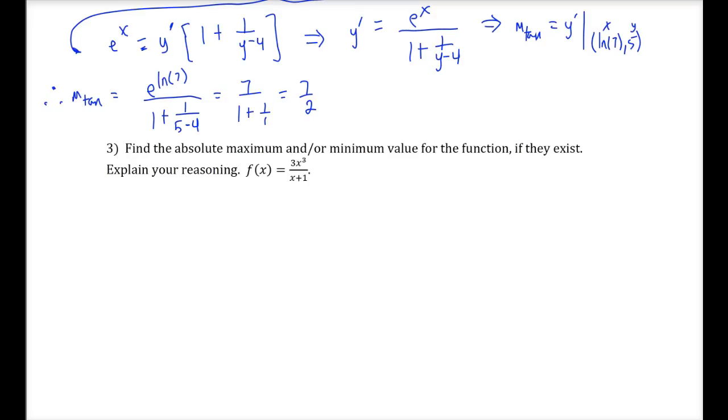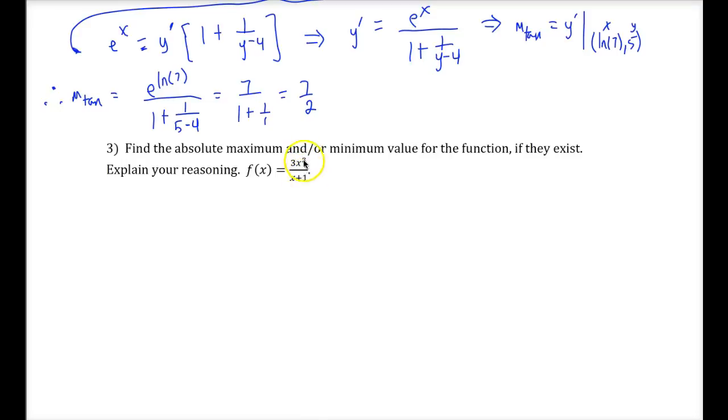All right, so for our next problem, we want to find the absolute maximum and or minimum value for the given function if it exists. And to have some intuition on what's going on with this particular function, we have to go back to pre-calculus or college algebra. And the first thing that we want to note is that this is a rational function where the degree of the numerator is larger than the degree of the denominator.